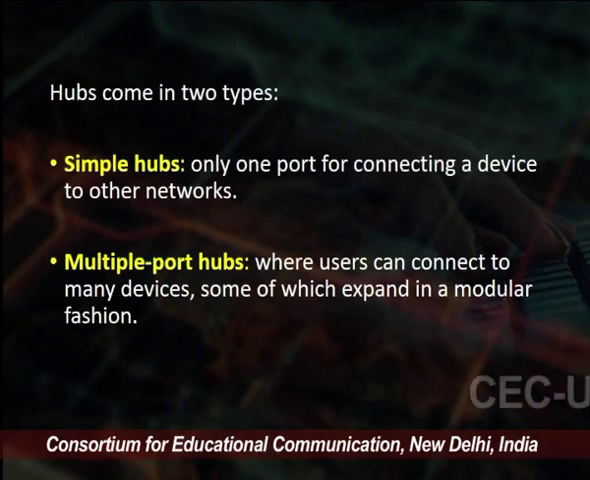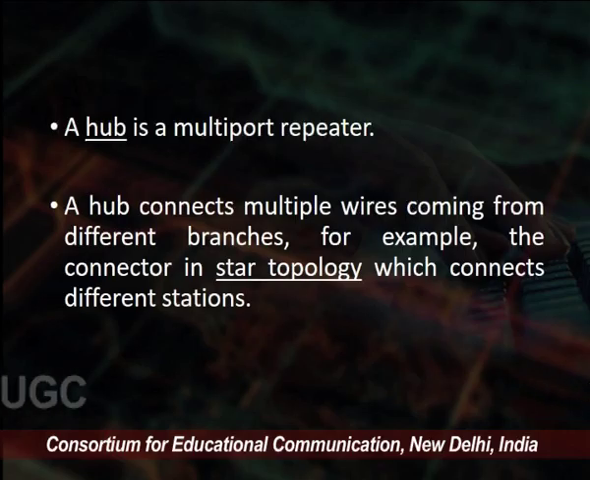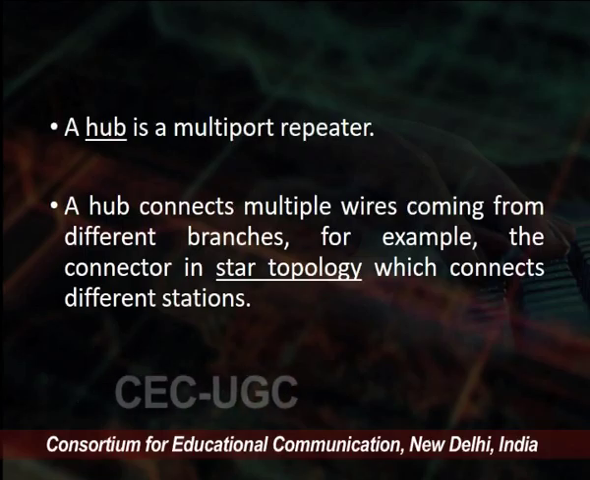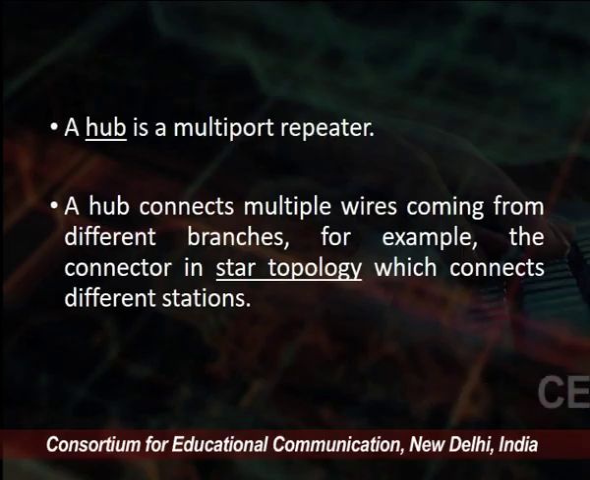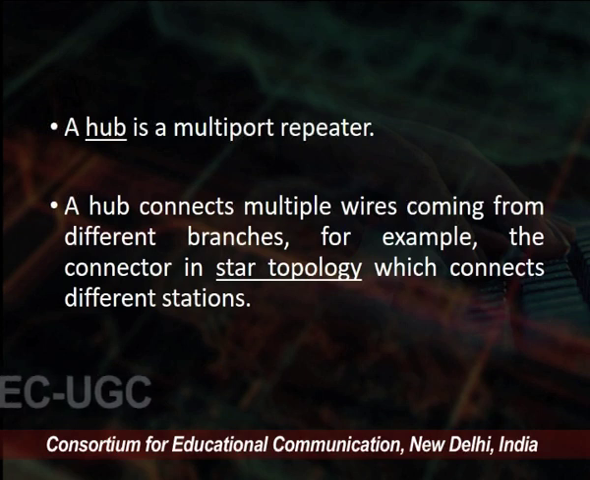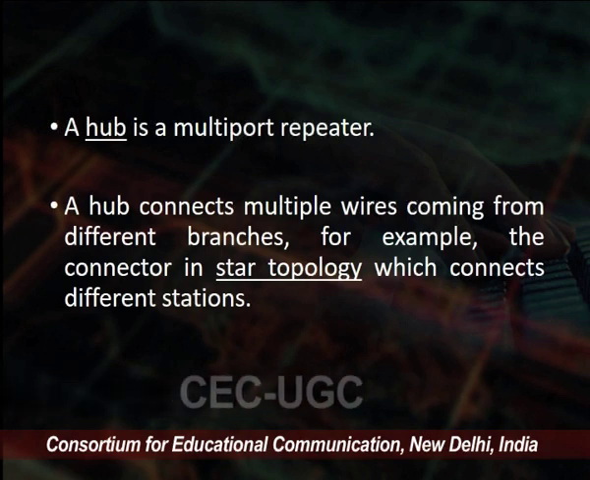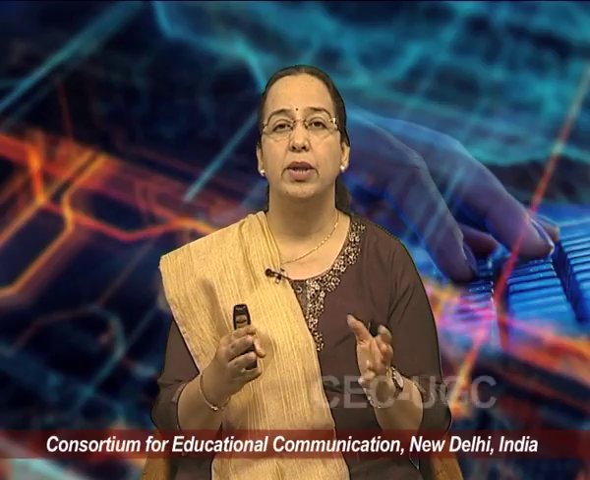to other networks. Now you can also see a hub as a multi-port repeater, and a hub can connect multiple wires coming from different branches. For example, please recall the structure of the star topology, in which there is a central connector to which different stations are connected. That central connector could be a hub, but hubs are not going to filter the data. So the data packets are sent to all the connected devices.